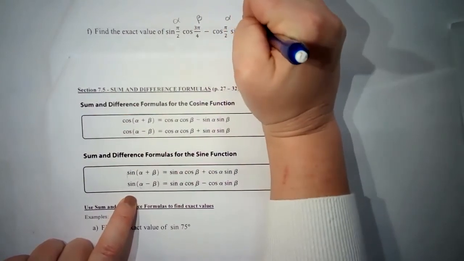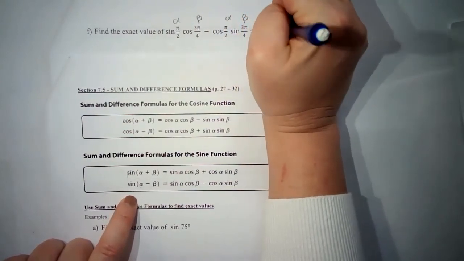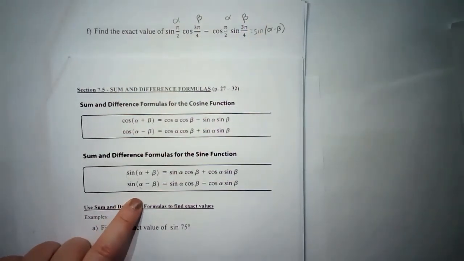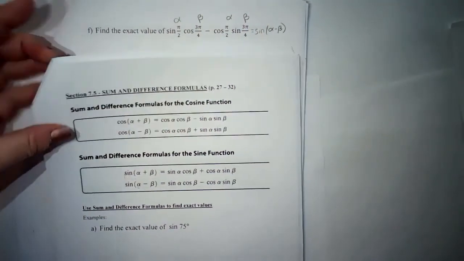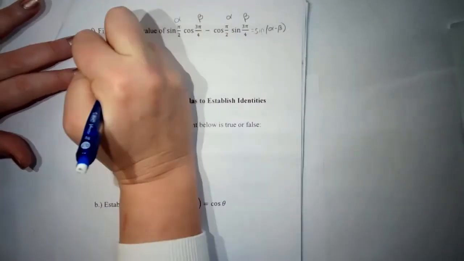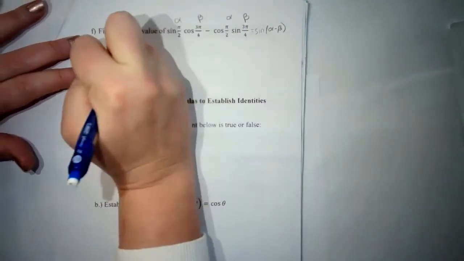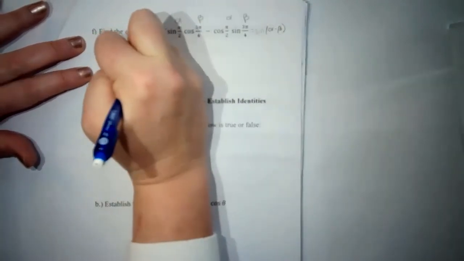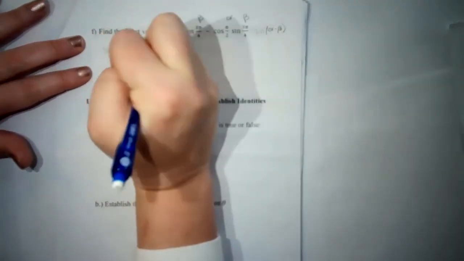And it's going to be sine alpha minus beta. That's what we're looking for. Okay, here we go. We're going to put sine of pi over 2 minus 3 pi over 4.